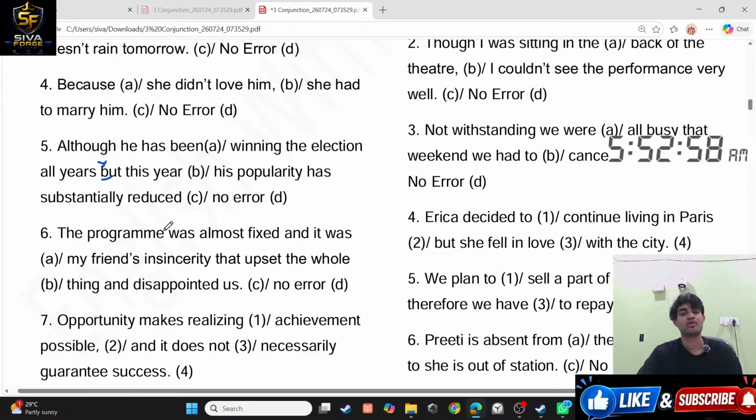Okay, remember. The program was almost fixed, and it was my friend's insincerity that upset the whole thing and disappointed us. And it was my friend's insincerity that upset the whole thing. The program was almost fixed, and it was my friend's insincerity.